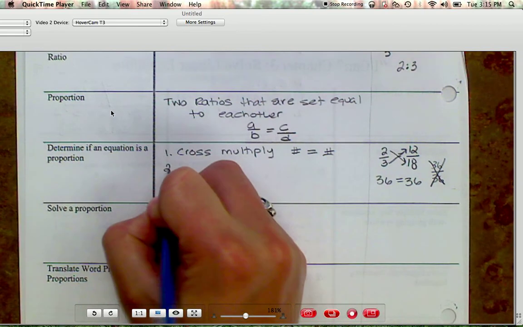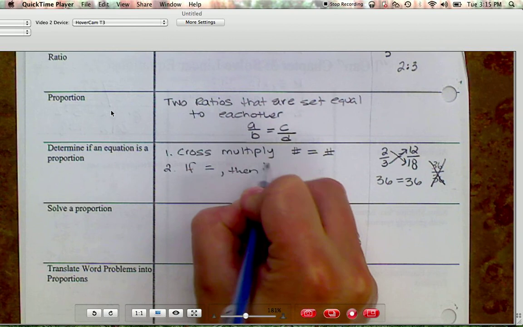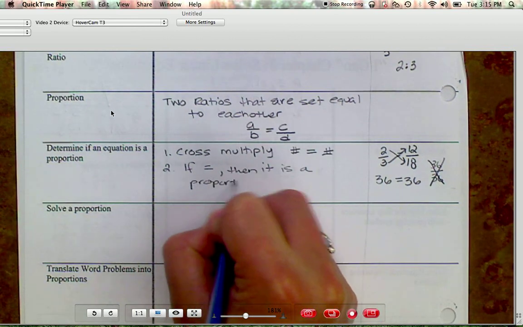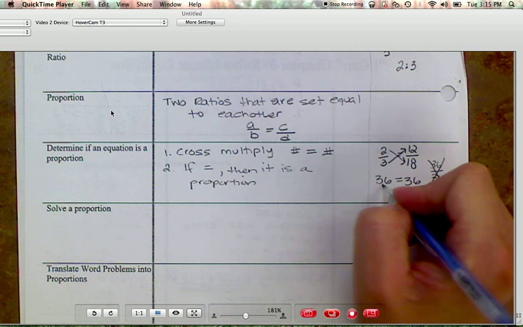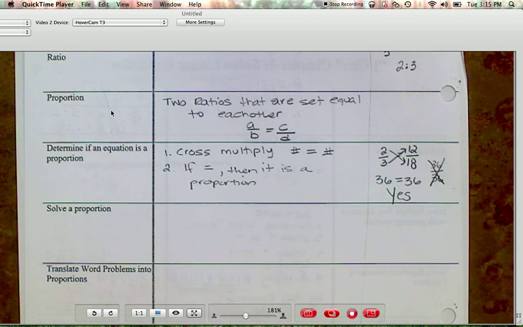If they are equal, then it is a proportion. So since 36 is equal to 36, the answer is yes, it is a proportion. If the answers come out and they're not equal, then it is not a proportion.